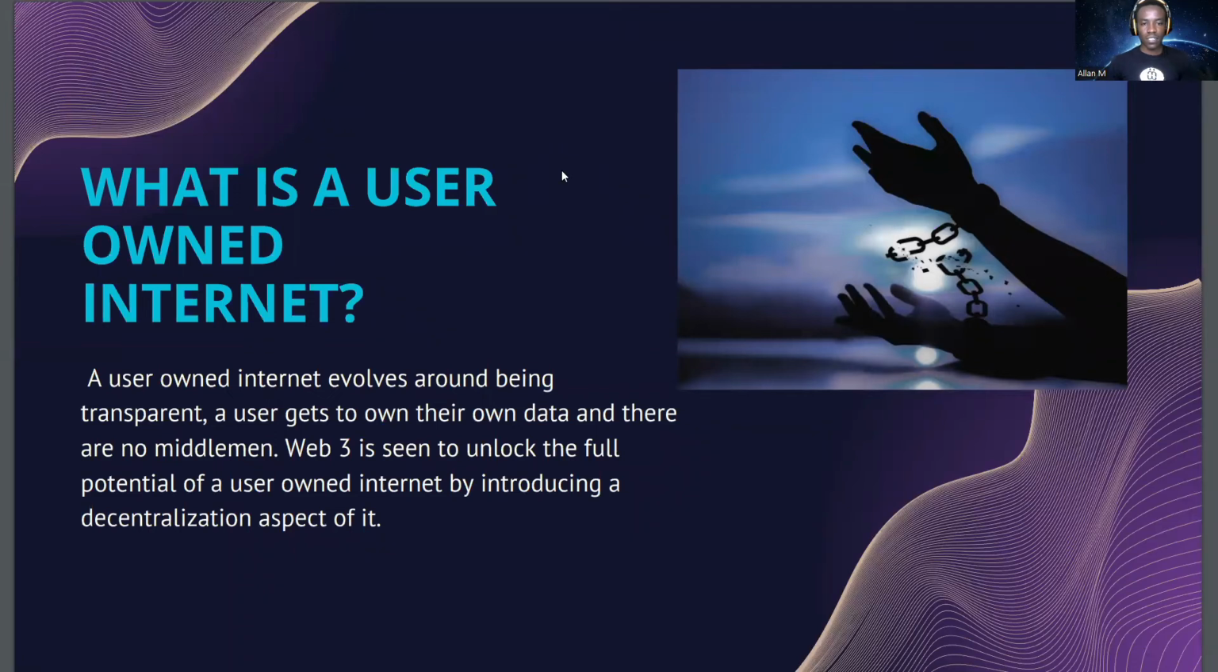A user-owned internet revolves around being transparent. A user gets to own their data, and there are no middlemen. Web3 unlocks this potential of the internet being user-owned by introducing the decentralization aspect. With decentralization, there is no central authority who gets to store or maintain your data. It's up to us users to store this data, to process the data and everything.